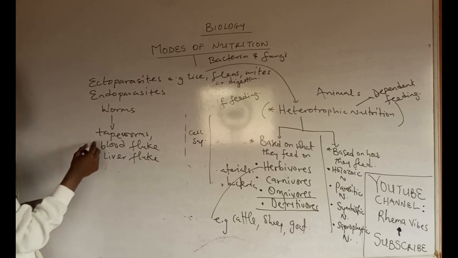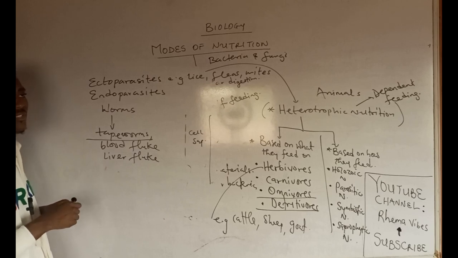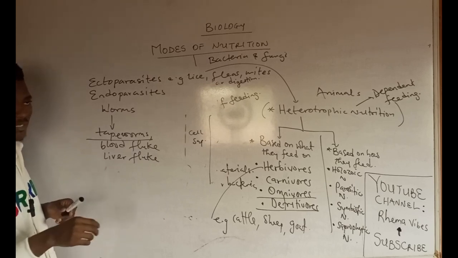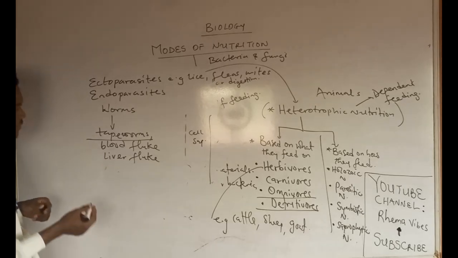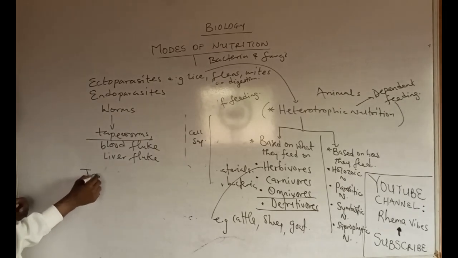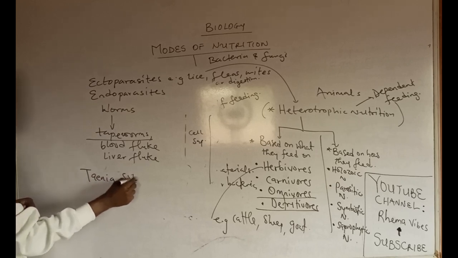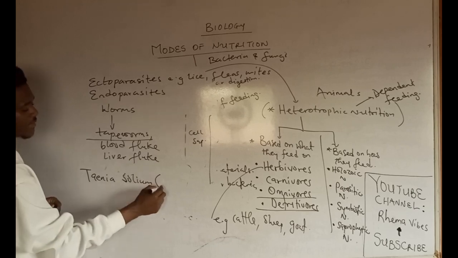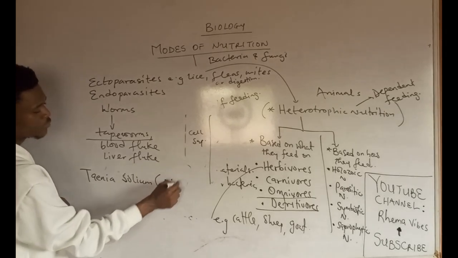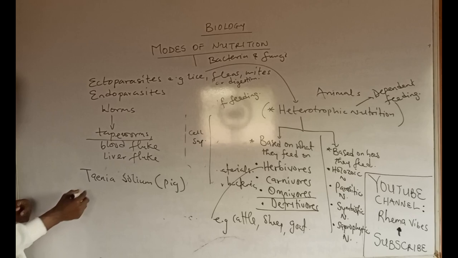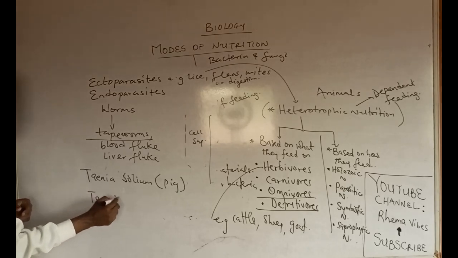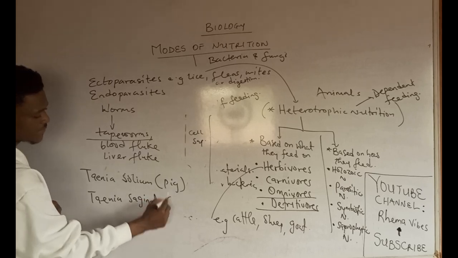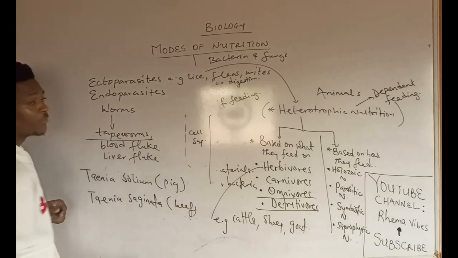But mind you, looking at tapeworms, we have diverse species that can act as endoparasites in man. What are some of these species? We have Taenia solium, which is present in the muscles of pig, so pork meat. Then we also have Taenia saginata, which is found in beef, that's cow meat.